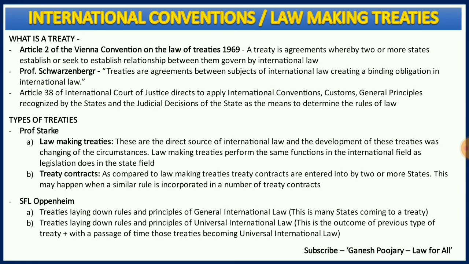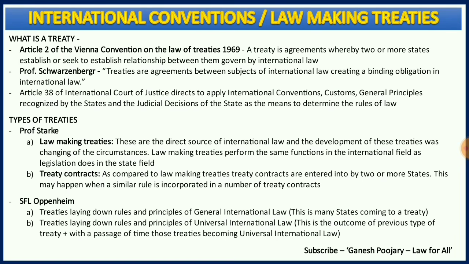Now, Professor Schwarzenberger has said, treaties are agreements between subjects of international law creating a binding obligation in international law. When we say the subjects of international law, these are different states. That is what you need to remember. So these are agreements between different states creating binding obligations in international law. And we have already studied Article 38, which considers international conventions as a source of law. As treaties also go along with conventions, we are studying them along with international conventions.